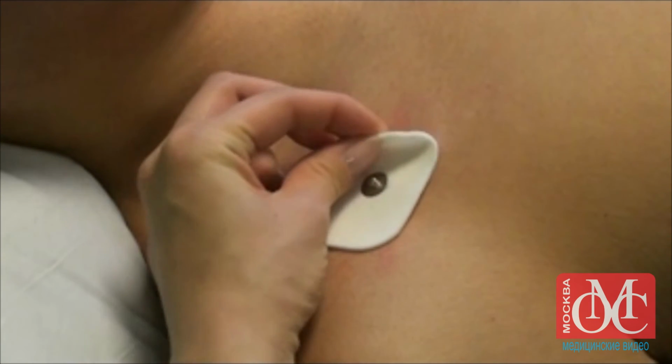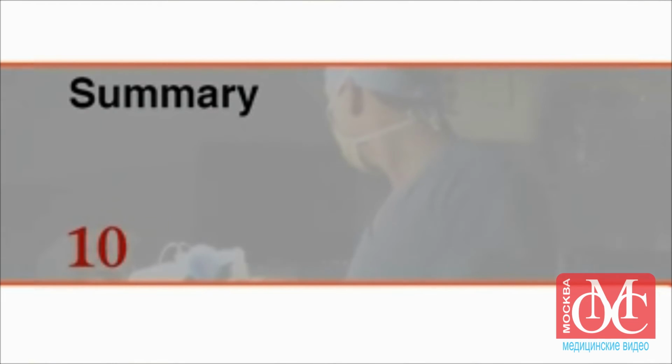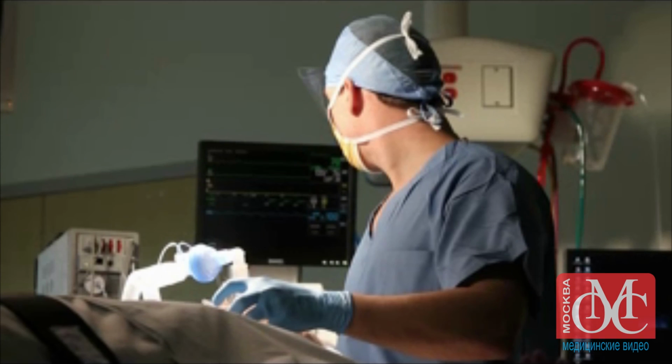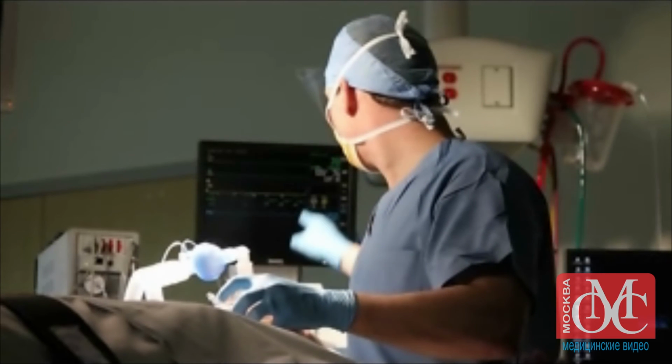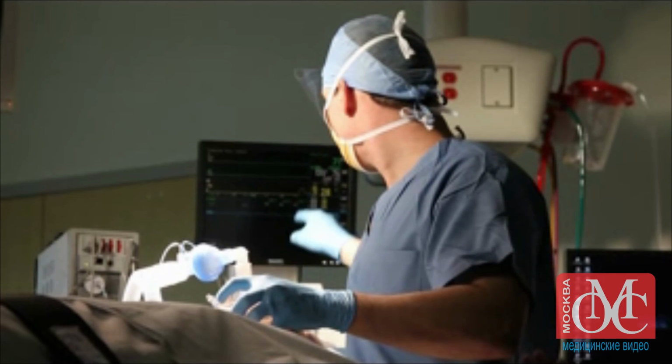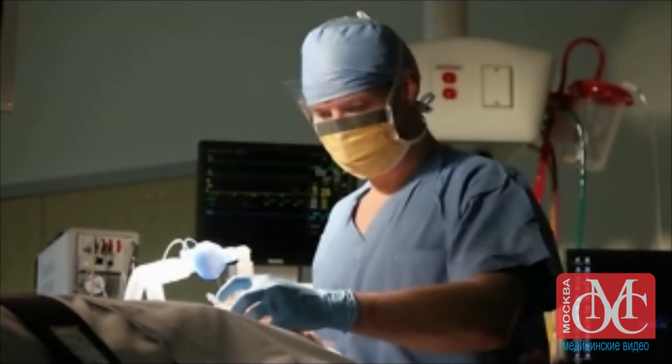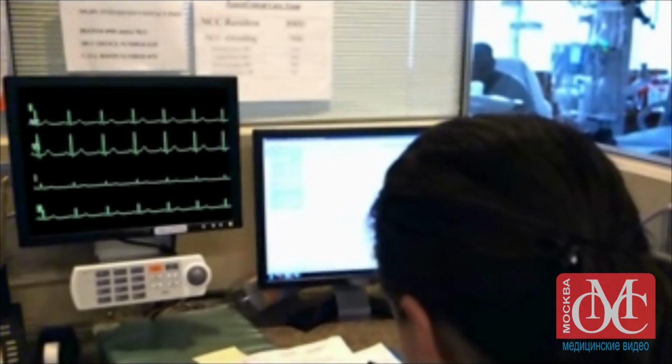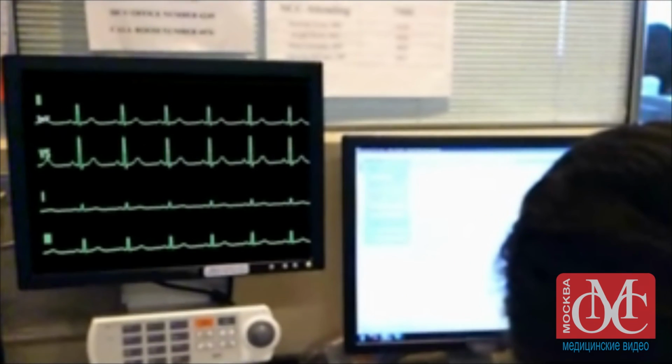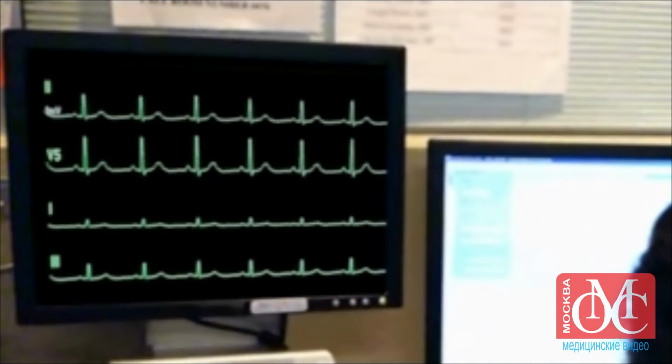ECG monitoring is rarely associated with complications. The most common include skin irritation and hyperpigmentation of the skin under the electrodes. ECG monitoring is useful, simple, and widely used in hospital-based care and in many other clinical settings. Clinicians must be familiar with proper use of this monitoring tool and know how to interpret the information it provides.